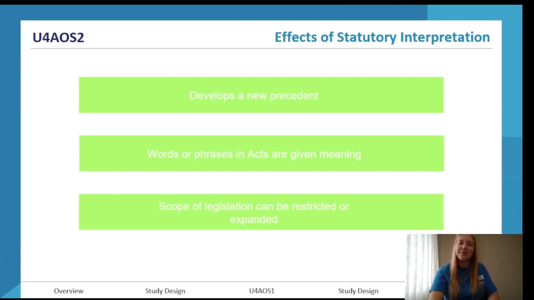So, the effects of statutory interpretation. It obviously develops a new precedent, if we are expanding upon the words that are in the act or defining things or adding to it. It will develop a new precedent in a lot of cases. And words or phrases in the acts are given meaning. So if they are ambiguous or unclear, contradicting meanings, out of date, they are defined again by judges. And also, of course, the scope of legislation can be restricted or expanded.